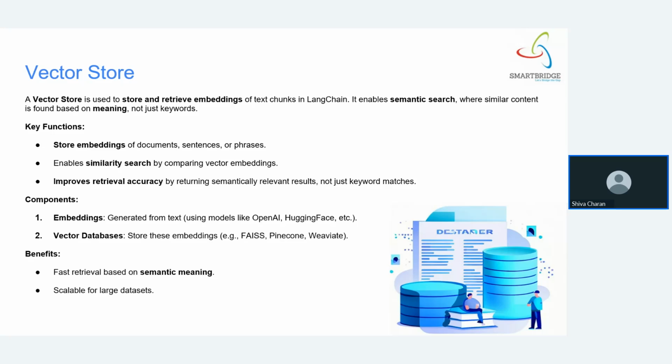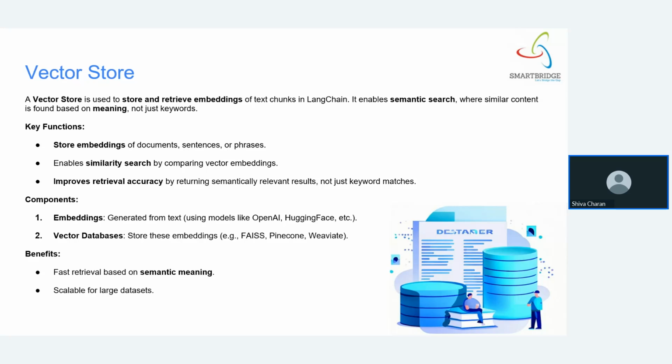What are the main components here? Embeddings and vector databases. What exactly are embeddings? They are generated from text using models like OpenAI, Hugging Face, etc. And a vector database is nothing but to store those embeddings. We have FAISS from Facebook, we have Pinecone, we have Weaviate, and also we have ChromaDB.